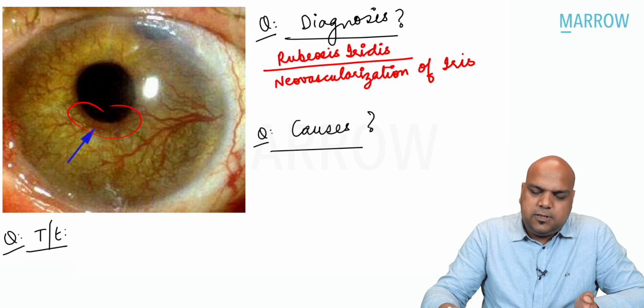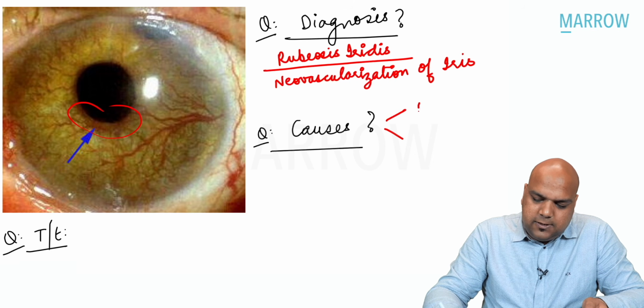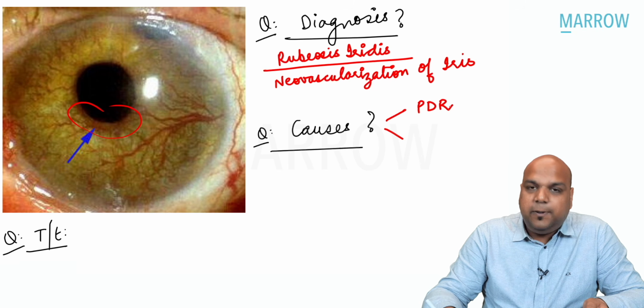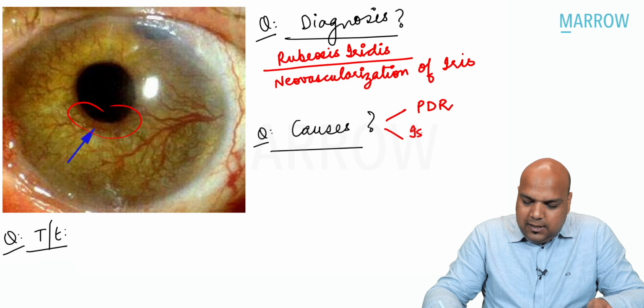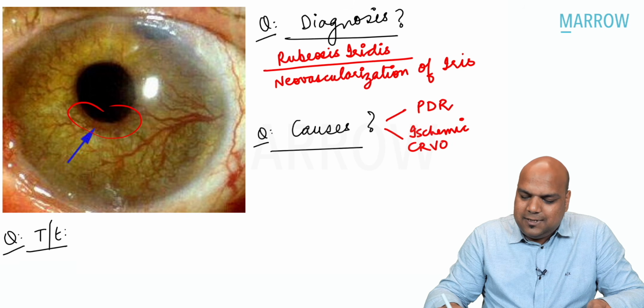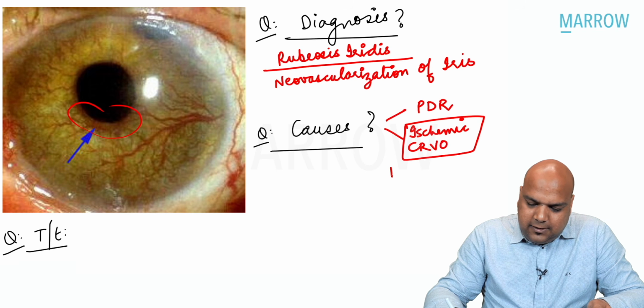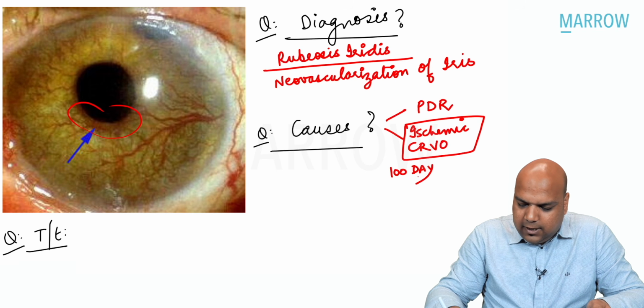Okay. Now, what are the causes of rubeosis iridis? Now it becomes a theory question. Image is solved. The causes, there are two main causes. One is proliferative diabetic retinopathy, and obviously the second is ischemic CRVO. Ischemic CRVO causes the rubeosis iridis and then causes the famous name that is called as the 100-day glaucoma.